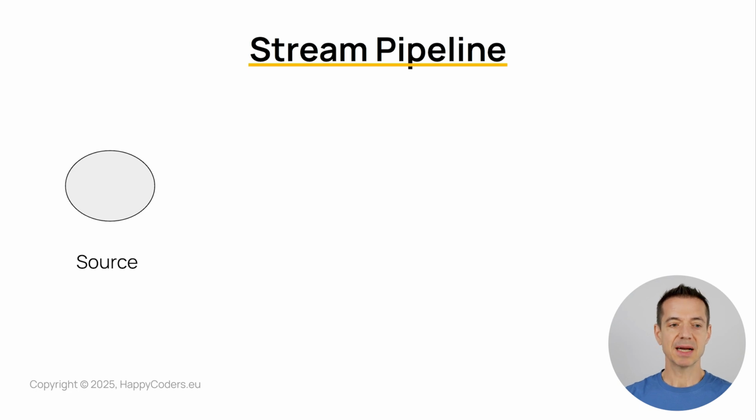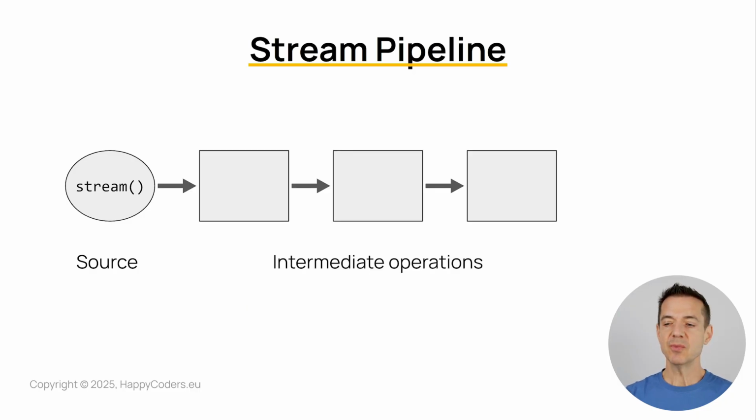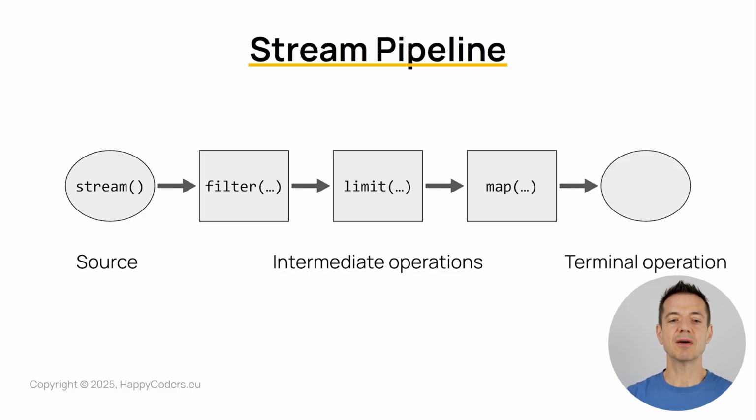A stream pipeline starts with a source which creates a stream from a data structure, for example, the stream method of a collection. Then we have optionally intermediate operations that transform the stream and its elements, such as filter, limit, map. And finally, we have a terminal operation which collects the elements of the stream, for example, with toList into a list. Now let's take a look at a concrete example.